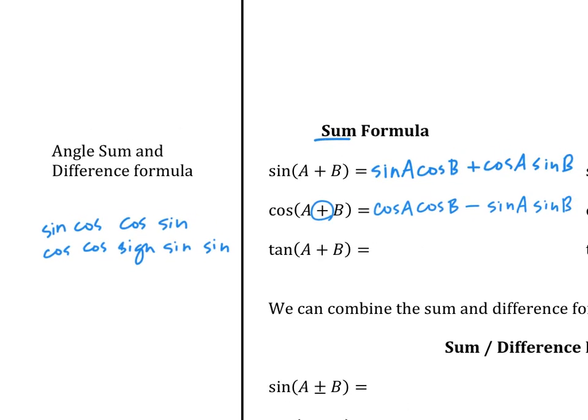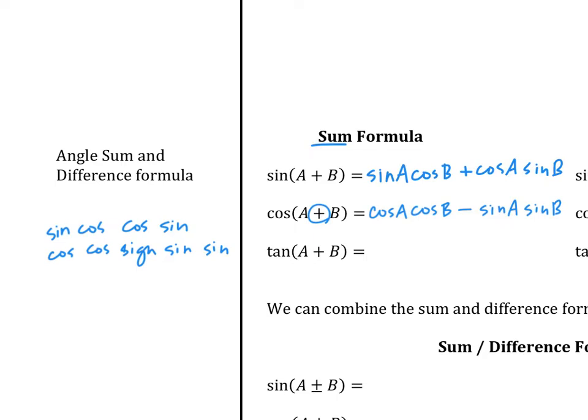Okay, so how does that work? So if you look at the formula, we say sine, cosine, cosine, sine, cosine, cosine, sine, meaning the sign has to change, sine, sine. Okay, let's try it again. Sine of the first angle, cosine of the second angle, cosine of the first angle, sine of the second angle. Cosine of the first angle, cosine of the second angle, sine means change the sign, sine of the first angle and sine of the second angle.